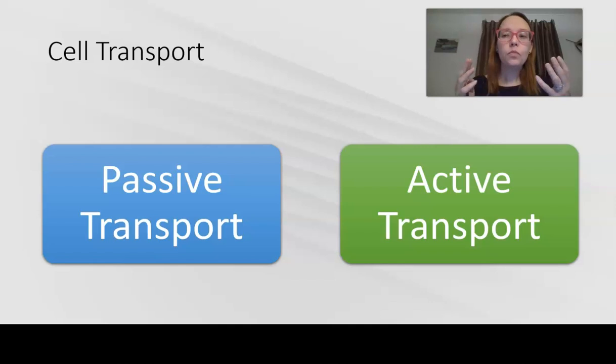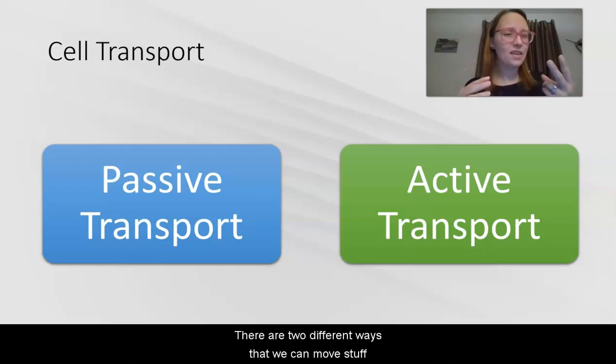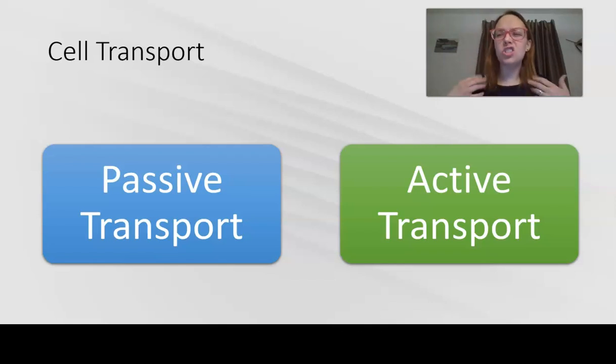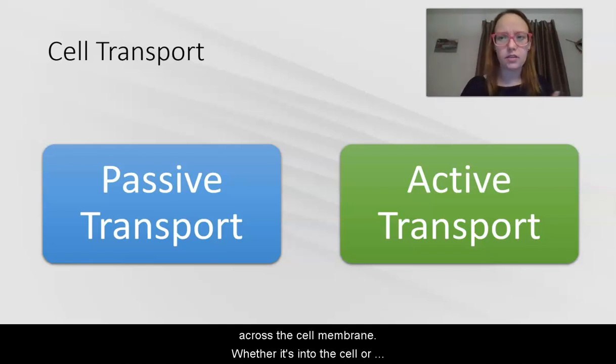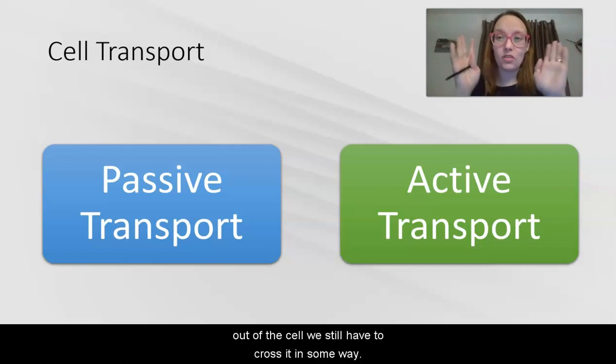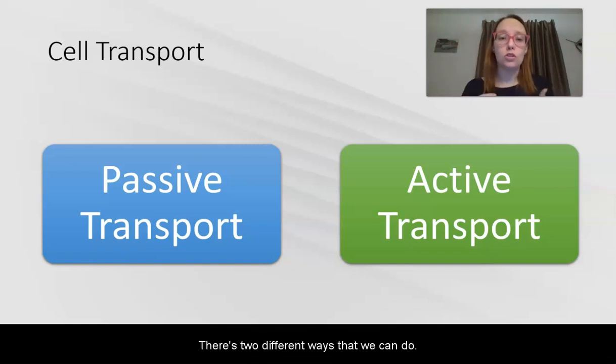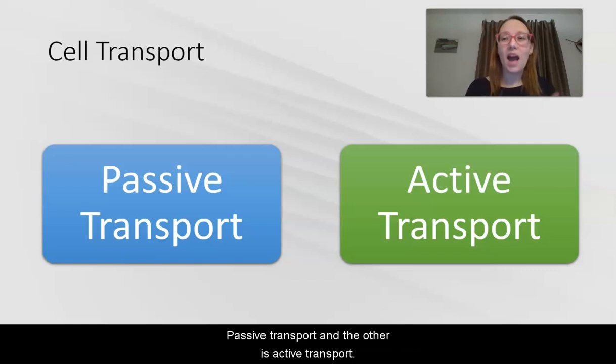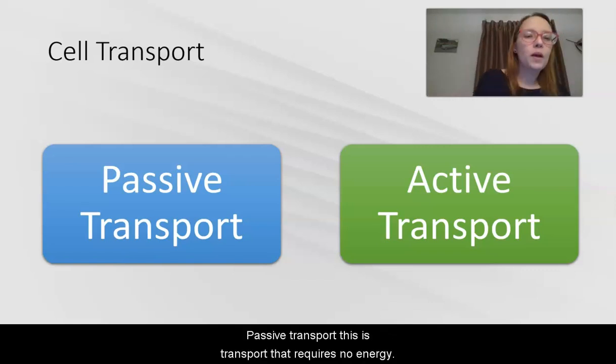So there are two different ways that we can move stuff across the cell membrane, whether it's into the cell or out of the cell. We still have to cross it in some way. And there's two different ways that we can do that. One of those is passive transport, and the other is active transport. So passive transport, this is transport that requires no energy.